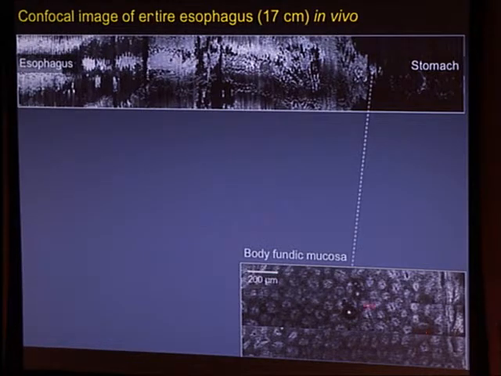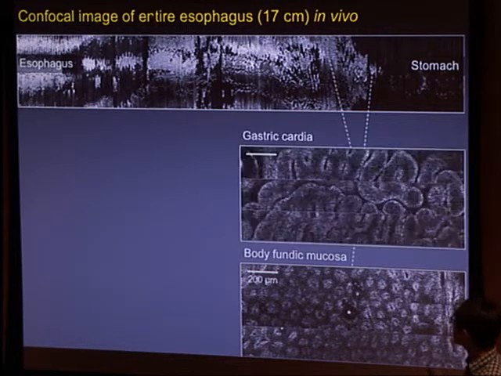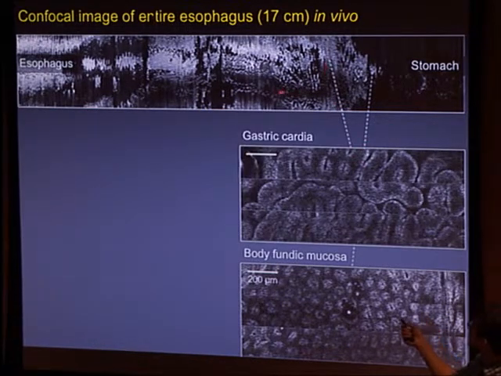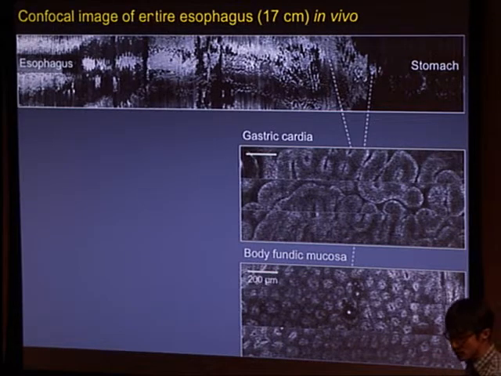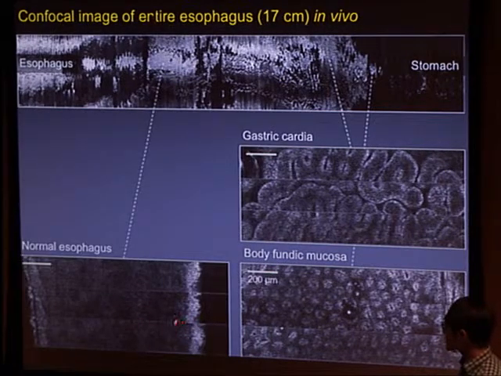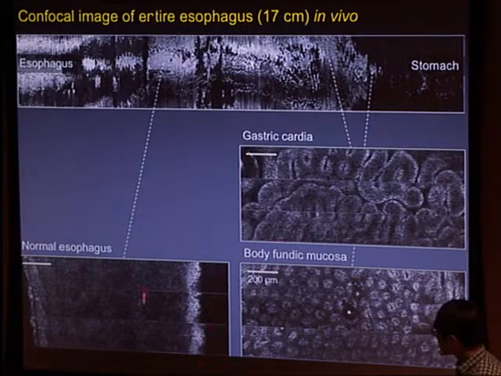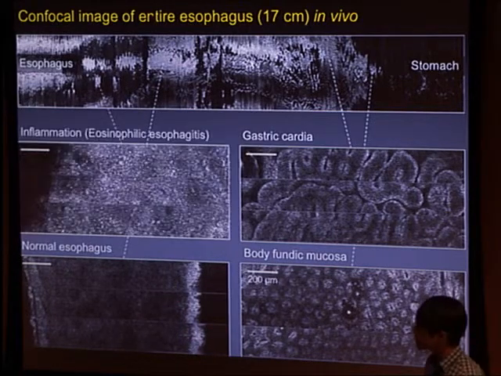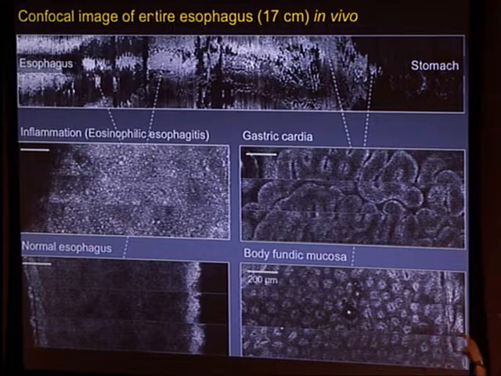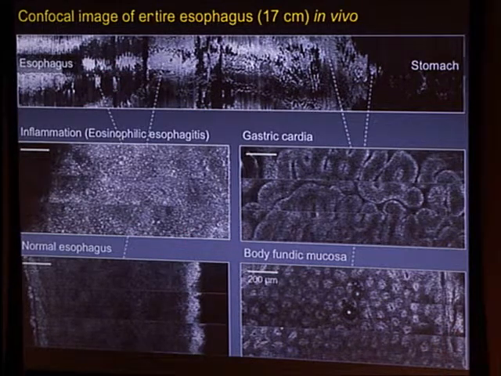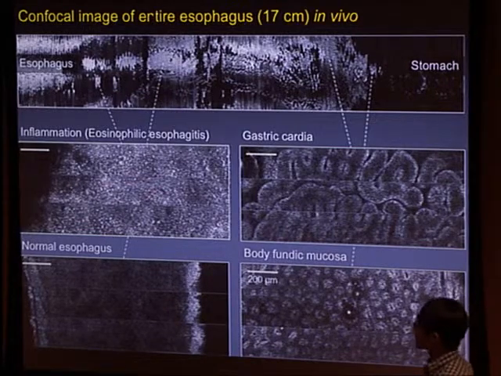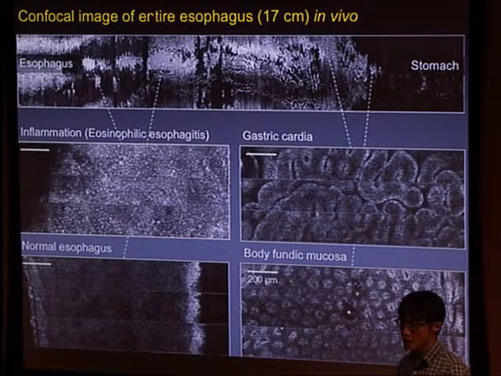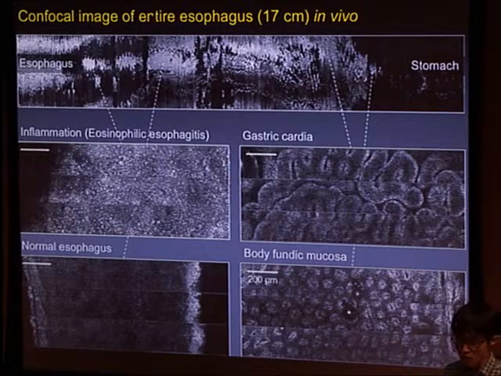For the stomach side, you get to see this body fundic mucosa kind of structure. And then, a little bit closer to the esophagus, you get to see this gastric cardia glandular structure. For normal esophagus, without a contrast agent, you don't really see much. But when you go into this island with higher brightness, you get to see these small cells, which we validated through an ex vivo study are inflammatory cells, which are associated with this particular disease called EoE.